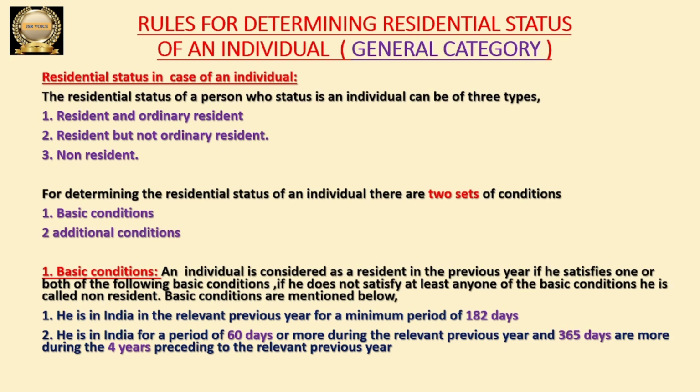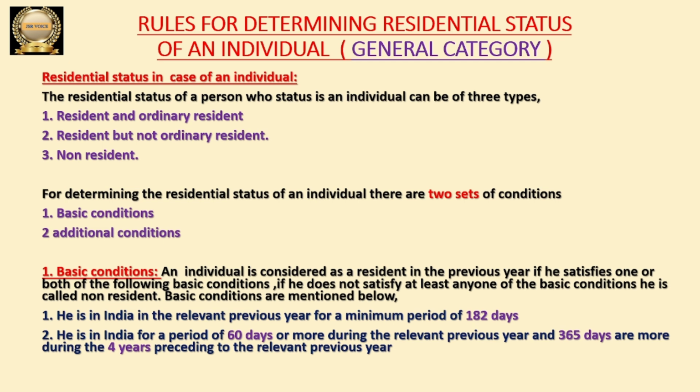First of all, residential status of a person is of 3 types. We may call him a resident and ordinary resident. Second one, resident but not ordinary resident. Third one is non-resident. So one individual may be categorized under any one of the 3. We may call him resident and ordinary resident, resident but not ordinary resident, or we may also determine his residential status as non-resident.